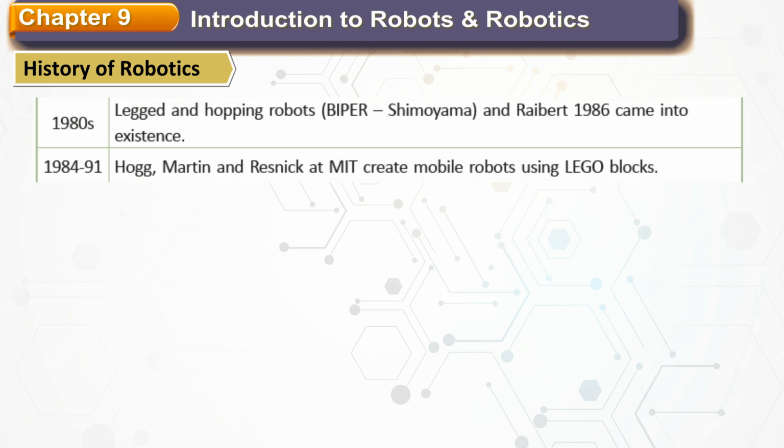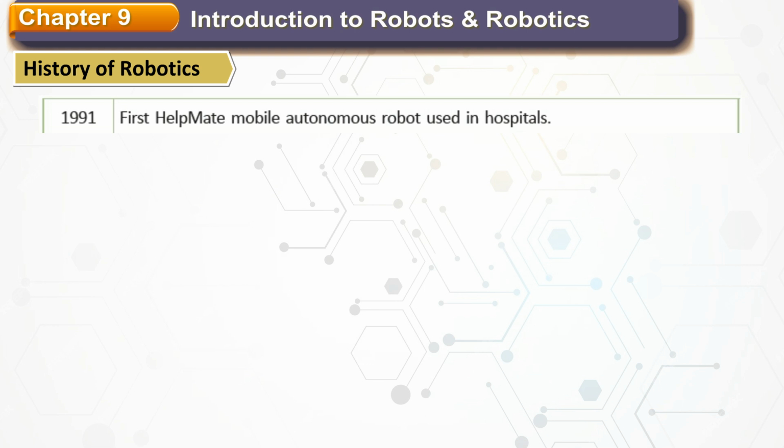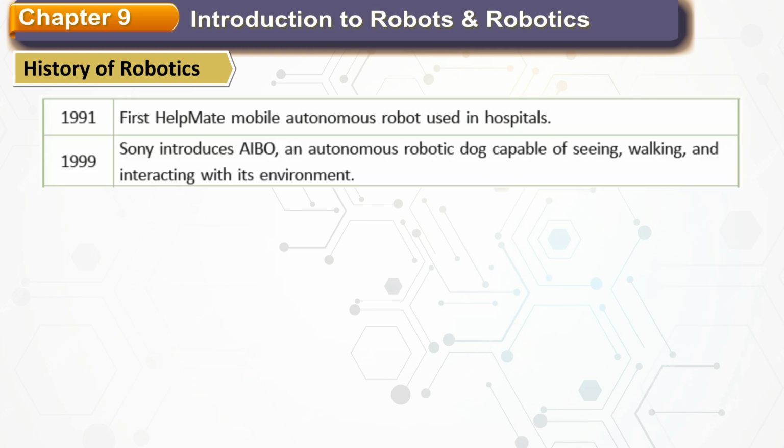1984 to 91. Hogg, Martin and Resnick at MIT create mobile robots using Lego blocks. 1986. Honda starts work on its first humanoid robot named E0, later to become Asimo. 1991. First Helpmate mobile autonomous robot used in hospitals. 1999. Sony introduces Aibo, an autonomous robotic dog capable of seeing, walking, and interacting with its environment.